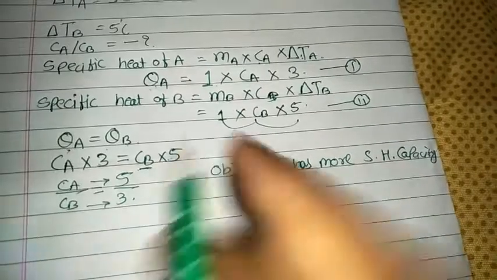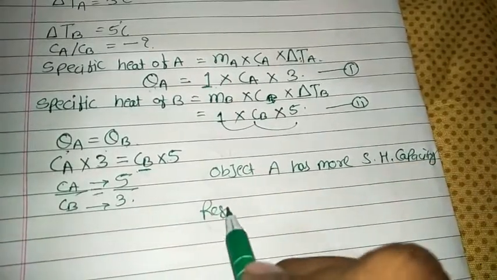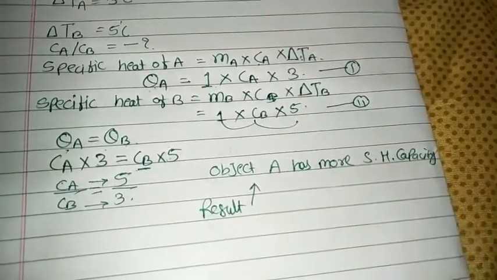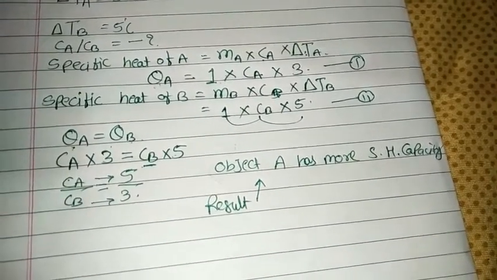Okay, in the result you have to write down that equation. Okay students, this is the first numerical. Now the second numerical.